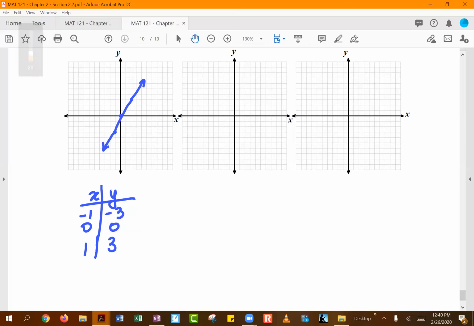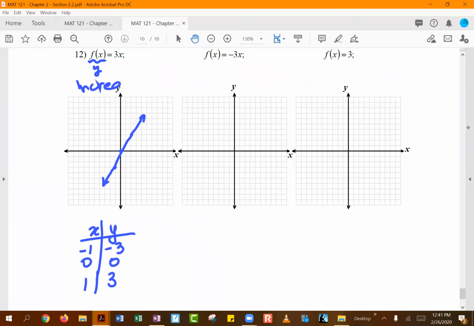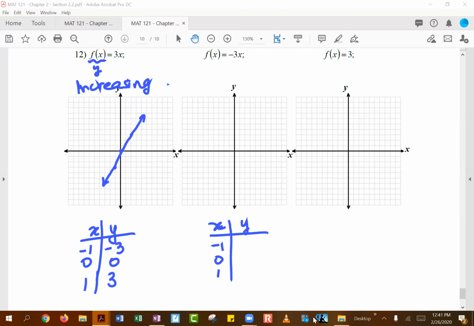Something like that. So as we go from left to right on this graph, what is happening to our y values? Increasing, yeah. So this is an increasing function. If we use those same x values for the second one, what will we get for our y values here? -3 times -1. Yeah, so your signs are going to reverse, right?